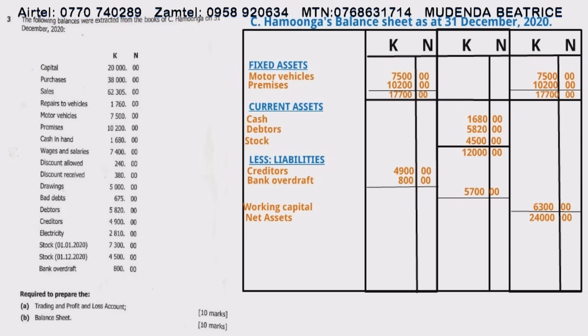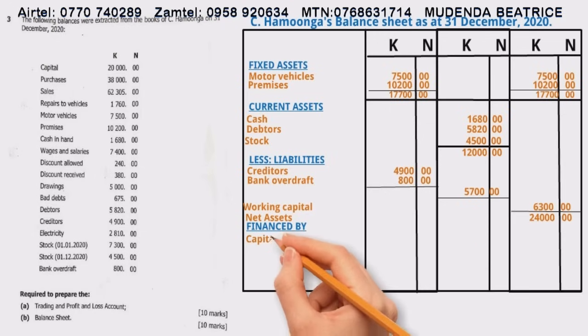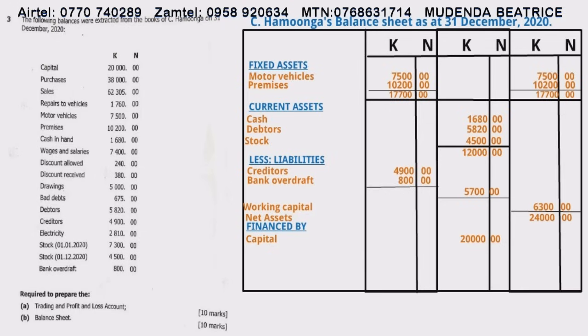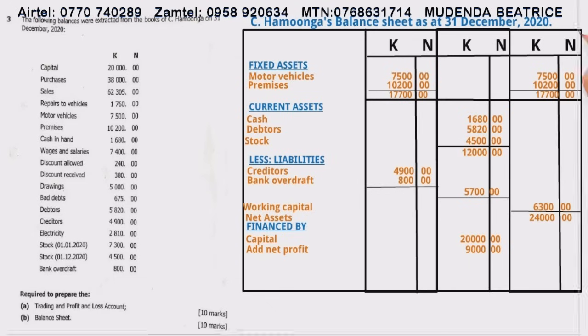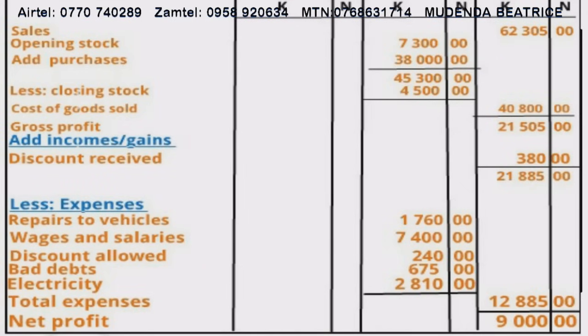After that we come to financed by. Now if our balance sheet is correct, the amount we get from financed by should be equal to net assets. So we say capital, and looking at capital, we have 20,000. Then add net profit. This net profit is coming from the trading and profit and loss account. So net profit is 9,000.